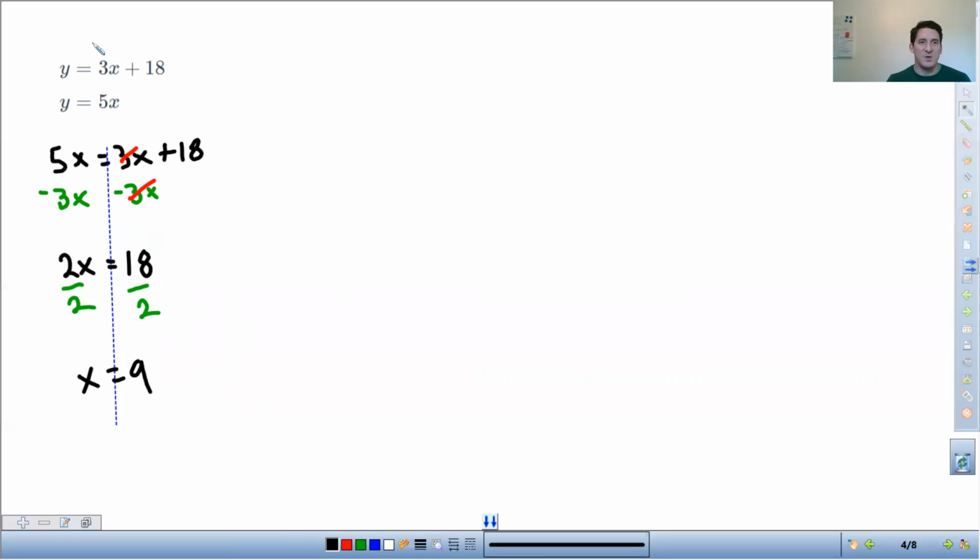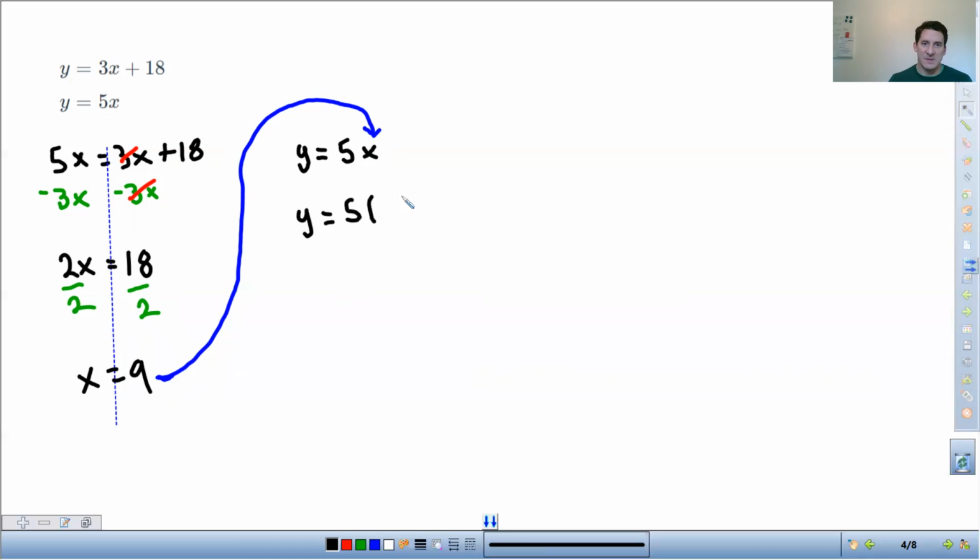So once we have the x, you need to input that value into either the x here or the x here. It doesn't matter. I'll do the bottom one since that's going to be less work. So again, that x equals 9 is going to go into the x here. So I get y is equal to 5 times x, and x is 9. So 5 times 9 is 45. So the solution, it is an ordered pair, x is 9, y is 45.